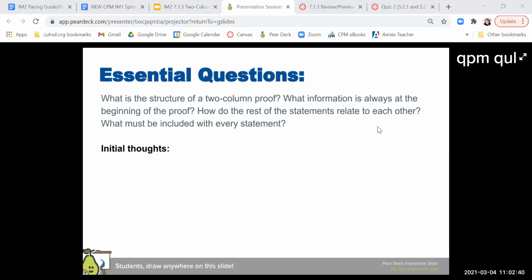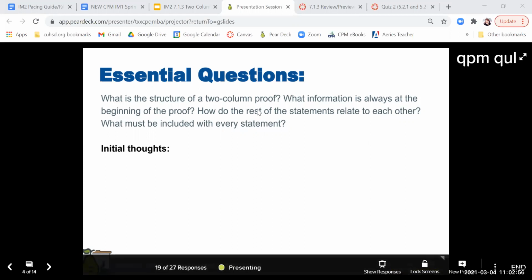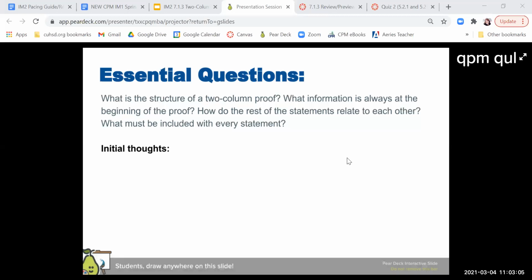Every statement must have a reason. And the statements must follow from each other. We can't just out of nowhere do something that doesn't relate at all. These all need to relate to each other to build up to our conclusion. So that's just a broad insight into a two-column proof. And remember, a proof is an organized argument for why something is always true.